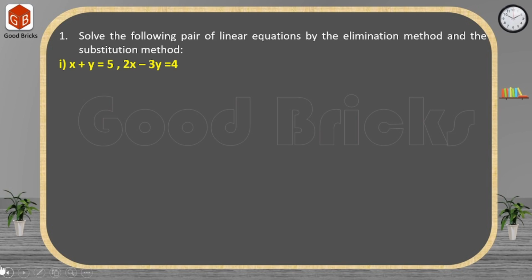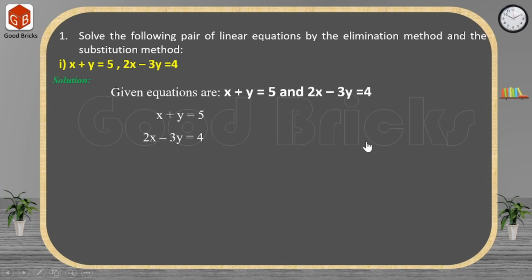Let us now solve the first bit of this first problem in exercise 3.3 using the elimination method. Since they have given two equations here, let us assume this as equation 1 and this is equation 2. Now our duty is we need to solve these two equations using the elimination method. The word itself is saying we need to eliminate. What? You need to eliminate either the x term or the y term. How to eliminate? Let us see.